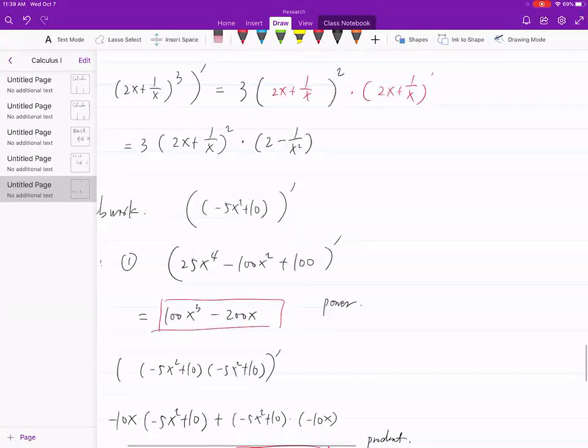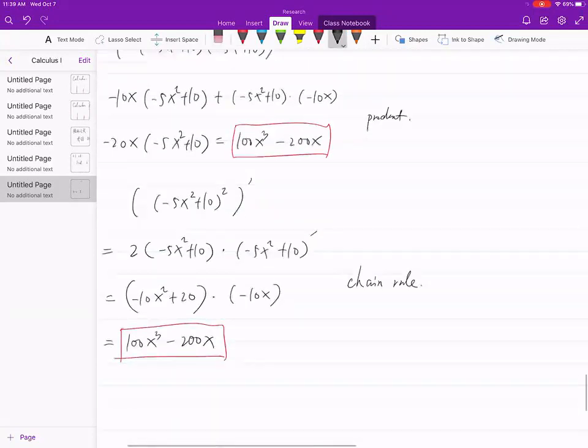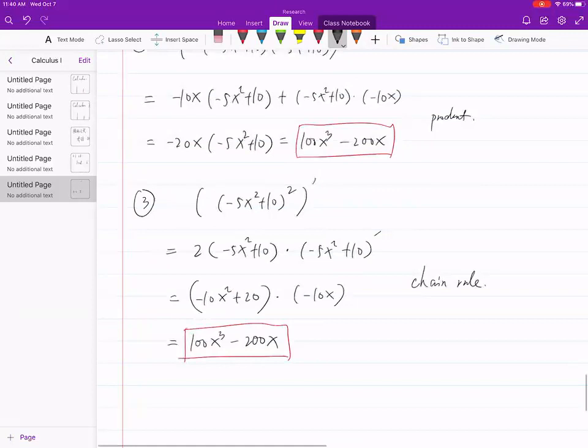However, if you change this to be a cube, or even change it to be 300, the answer is going to be 300 times this one, 299 times negative 10x, by the chain rule. Make sense so far? So in general, chain rule is always the easier one, simply because it is way and way more flexible than the previous two, with such complexity.